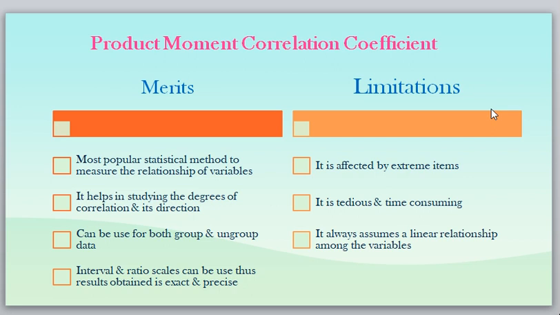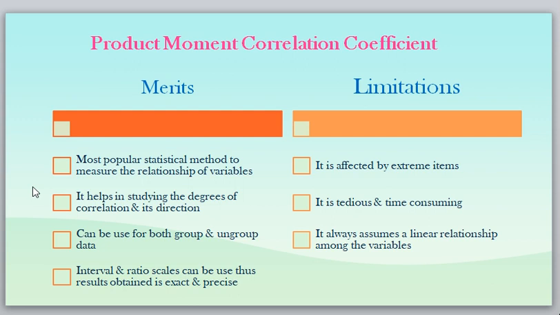And now coming to the merits and limitations of the product moment correlation coefficient. In the merits, we can see that it is the most popular statistical method used to measure the relationship between variables. So it is very widely used. Next, it helps in studying the degree of correlation. That means to what extent the relationship exists between the two variables, and also the direction, whether it's directly proportional or inversely proportional. And next, it can be used for both grouped as well as ungrouped data.